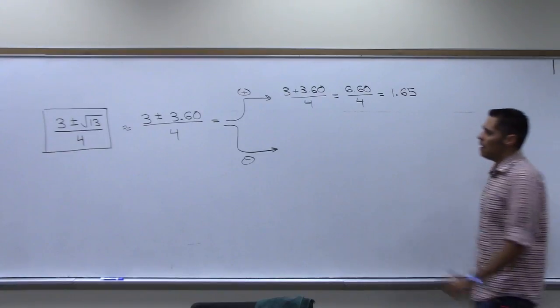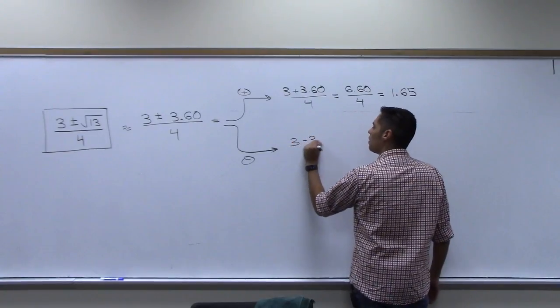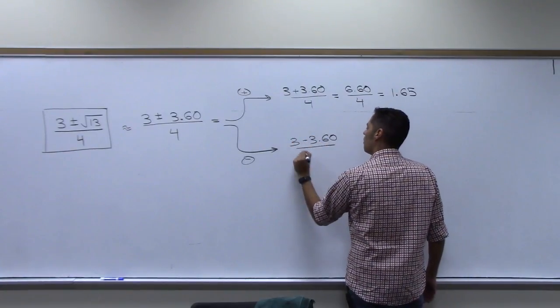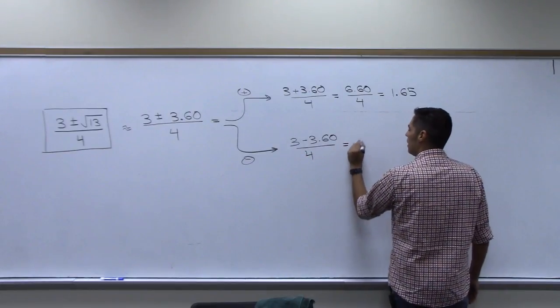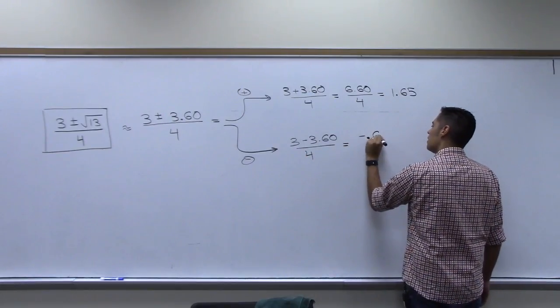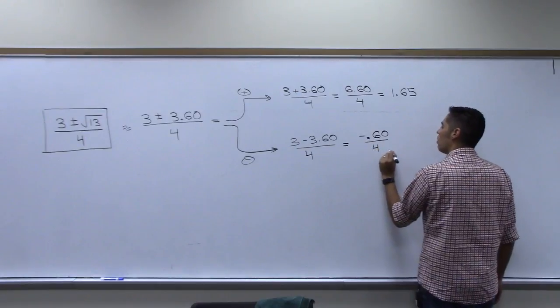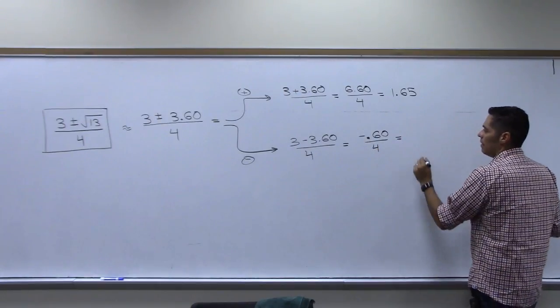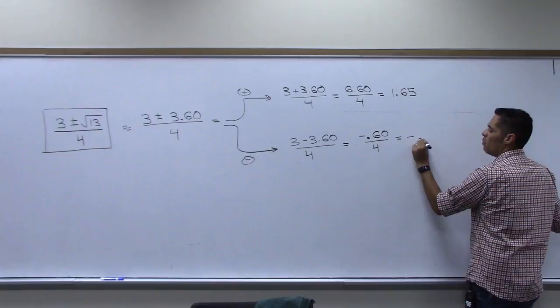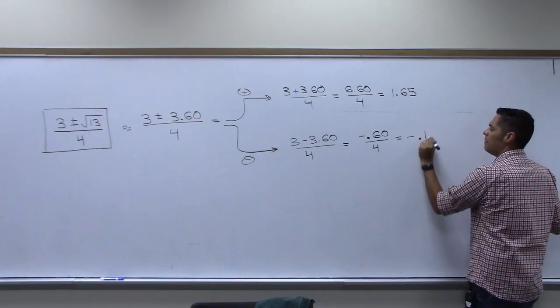And then if I do the minus, it would be 3 take away 3.60 over 4, which would mean negative 0.60 over 4, which would be negative 0.15.